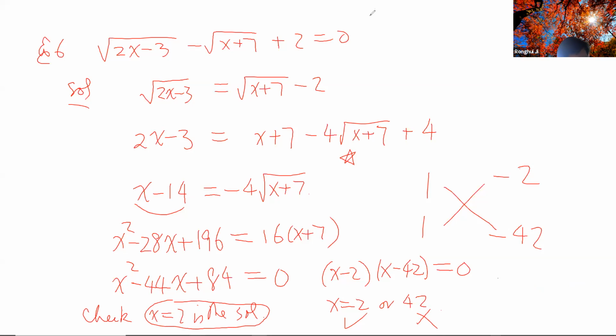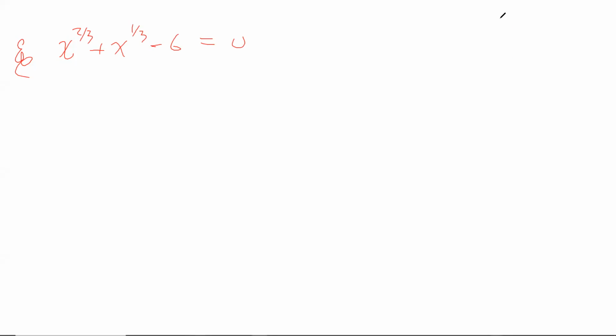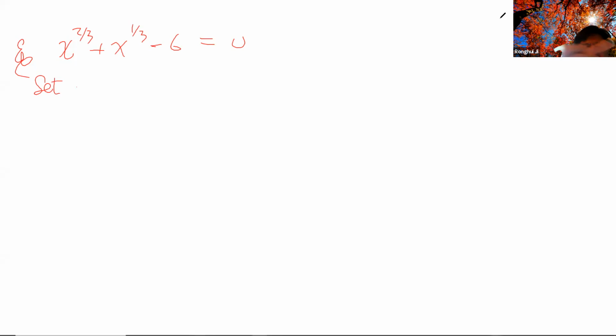All right, so now we know how to solve these kinds of equations, and let's look at the other type. x to the 2/3 plus x to the 1/3 minus 6 equals 0. How do I solve this one? Do you want to clear the cubic roots? You could set a new variable equal to x to the 1/3 power, because if you clear the cubic roots, then you're going to be stuck.